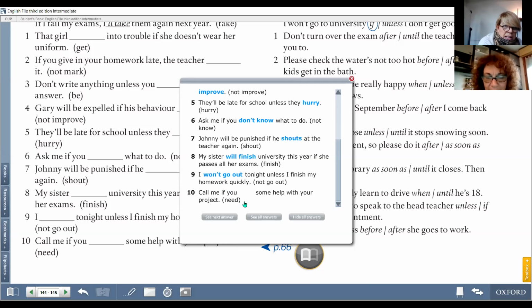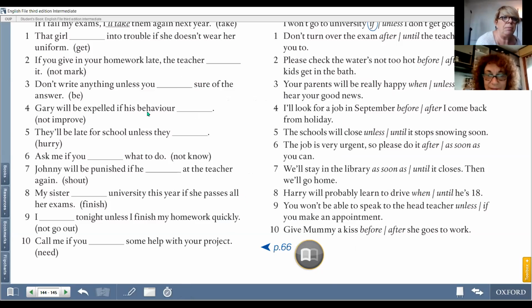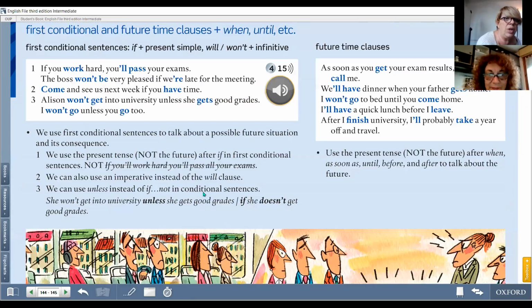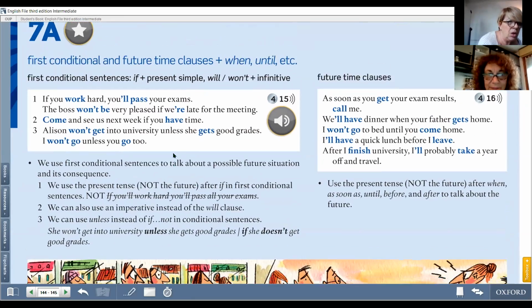Call me if you need some help with your project. Call me if you will need... No, it's just need. So we need some revision. You see, probably it's not really clear.